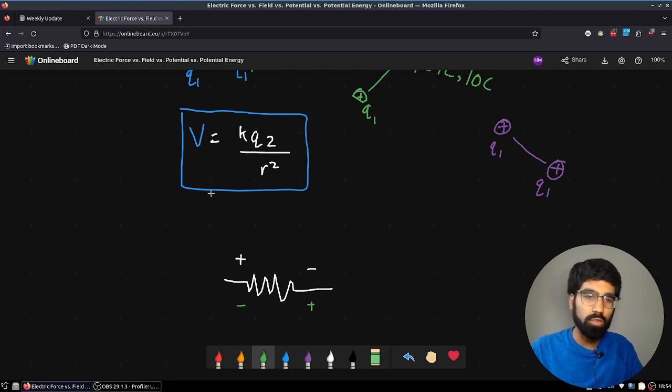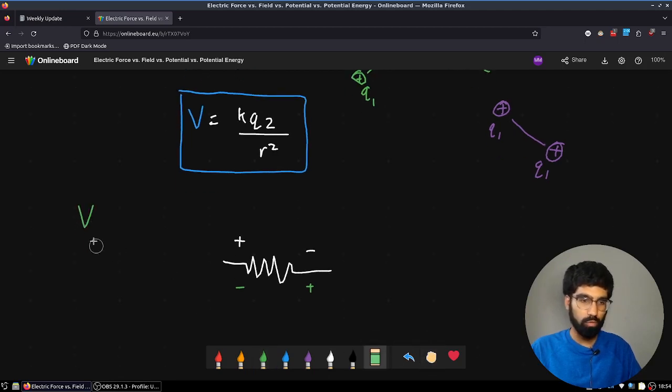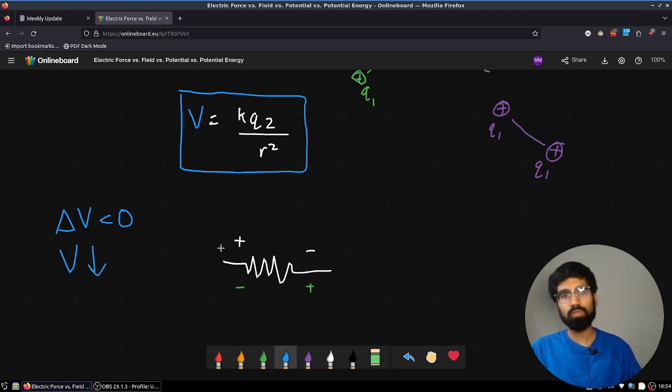What is this voltage drop thing? Voltage drop talks about voltage being reduced, right? Voltage going down. So the change in voltage is less than zero. In other words, the voltage is decreasing. When the voltage is decreasing, what does that tell you? It tells you that the potential energy per unit of charge is decreasing.